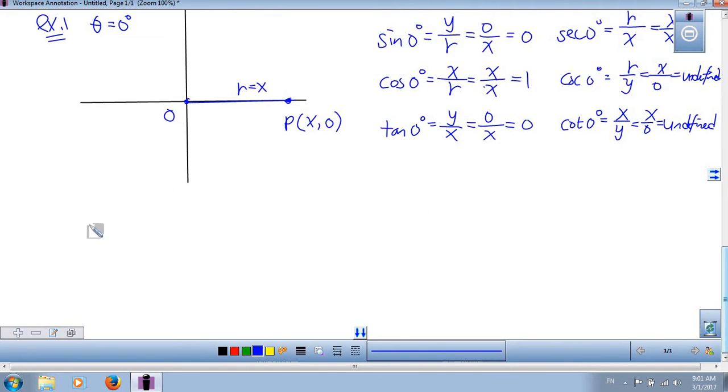Alright, so let's take a look at another example. Let's look at 90 degrees. Let's say theta is equal to 90 degrees and see what happens.